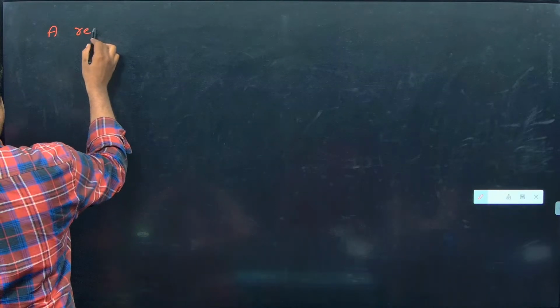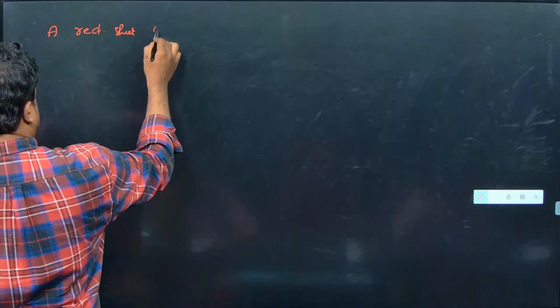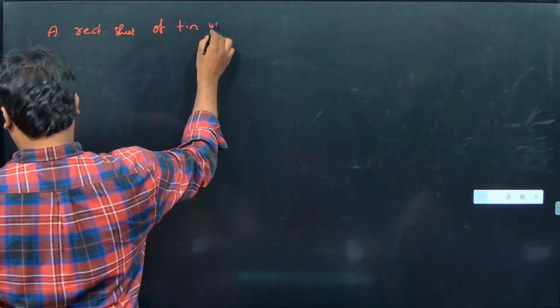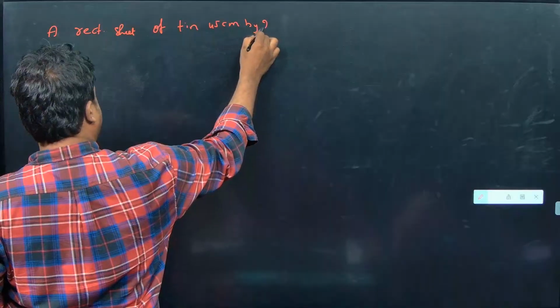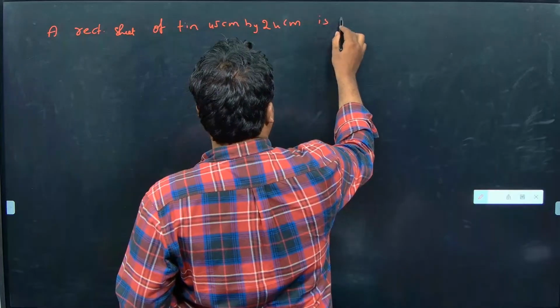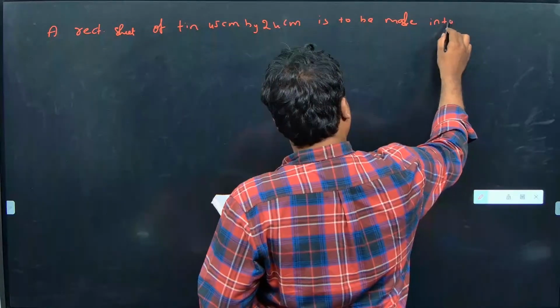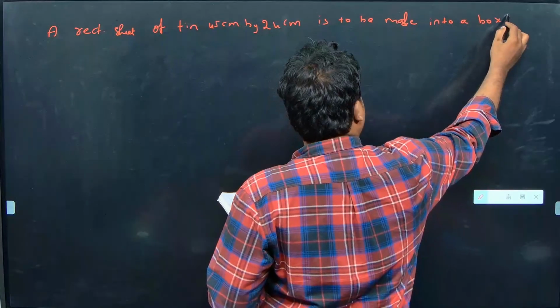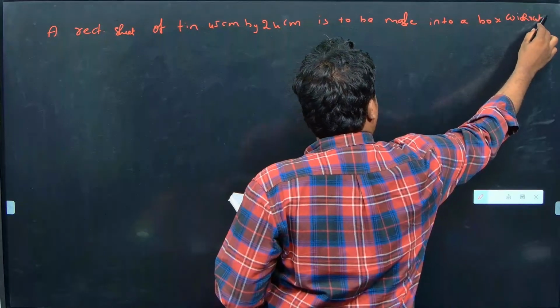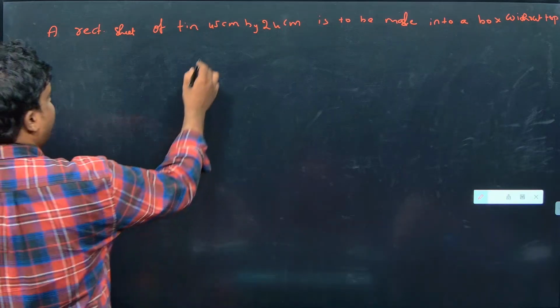Write it down as it is. A rectangular sheet of tin, 45 centimeter by 24 centimeter, is to be made into a box without top.